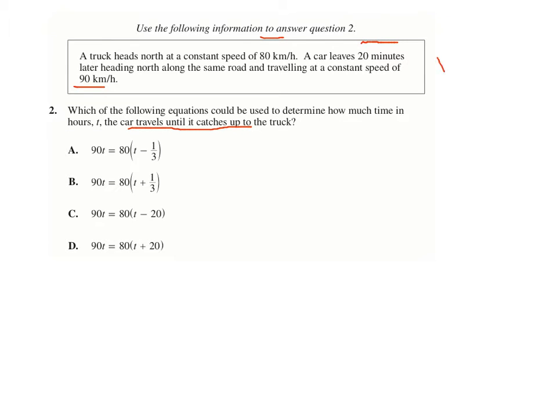So for example, the distance of the car actually has to equal the distance of the truck. So when they catch up to each other, they've traveled the same amount of distance. We know that the distance formula is rate multiplied by time. So the distance of the car is going to be 90 kilometers per hour multiplied by how much time has passed.